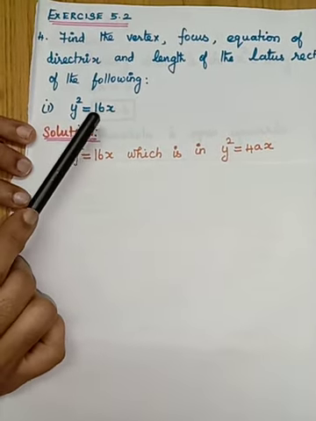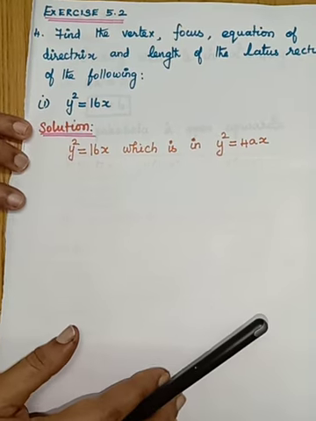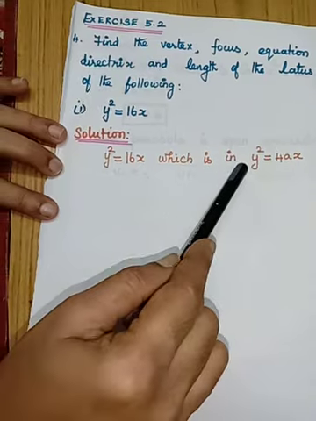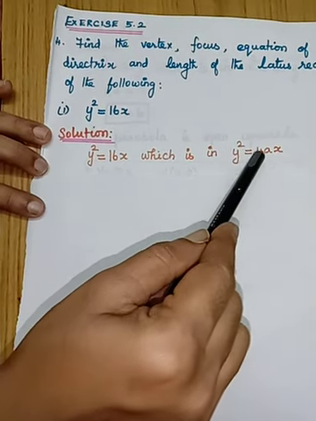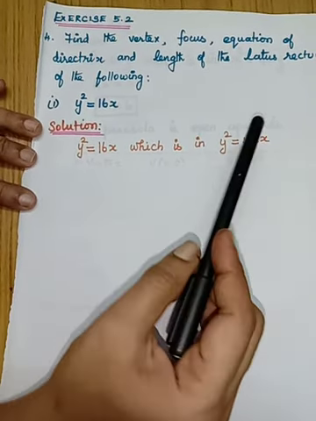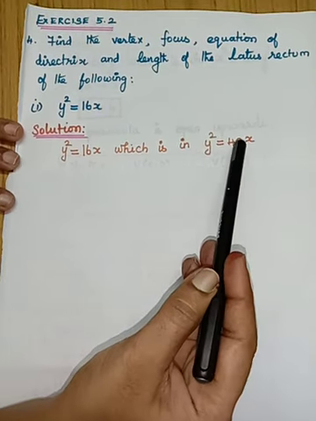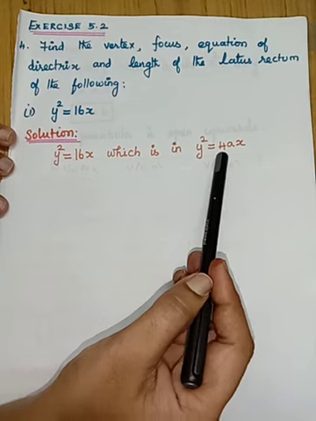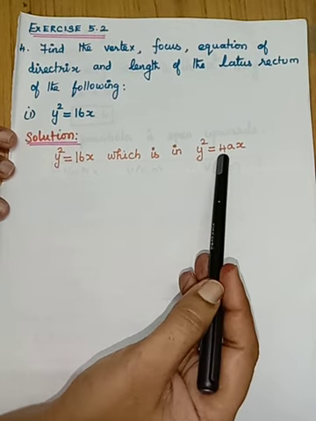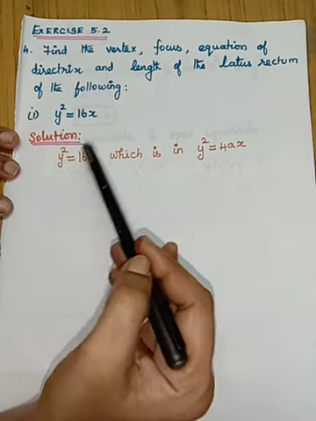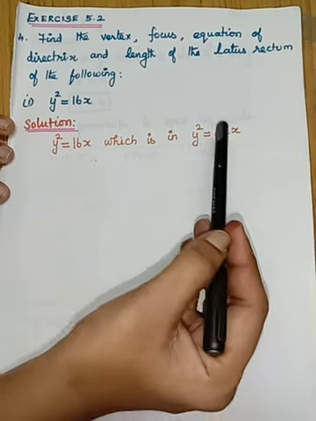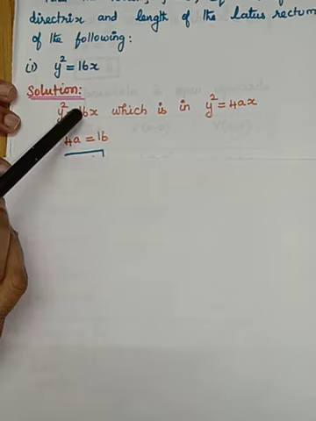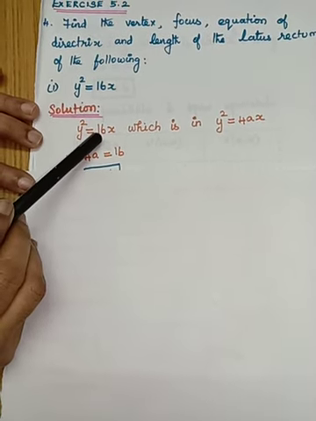So y squared is equal to 16x. From this equation, the equation is in the form of y squared is equal to 4ax. It's a standard form of the parabola which is open rightward. So when you compare these two equations, in the place of 4a you are having 16.